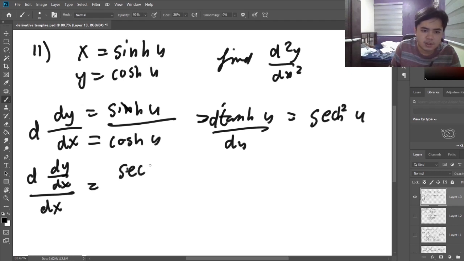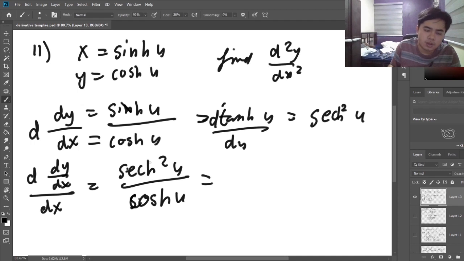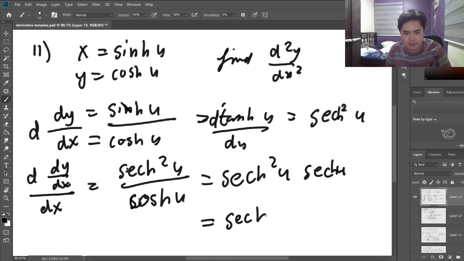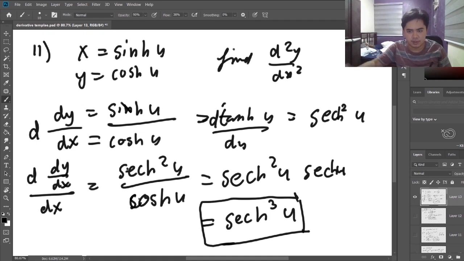So we have hyperbolic secant squared u here, and then we have hyperbolic cosine of u in the denominator. When it goes up, we could say this is the reciprocal. This is sinh in the bottom. So we could say this is sech, sorry. So hyperbolic secant squared u times hyperbolic secant u, so we get hyperbolic secant cubed of u. That's the answer.